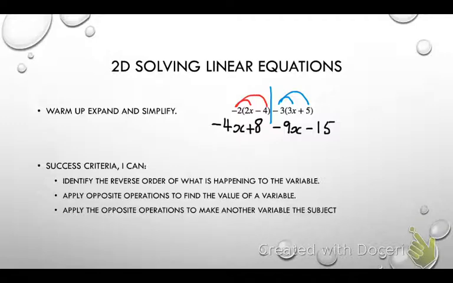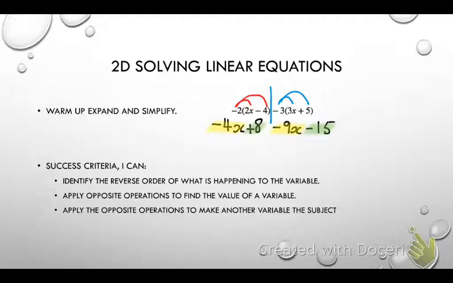Now we can take a look and check if we have any like terms in here. A like term is either going to have the same pronumeral or no pronumeral at all. So we've got two terms, -4x and -9x. Both have x in them, so they'll be like terms. And then our other ones are two constants, +8 and -15. So we can combine both of those.